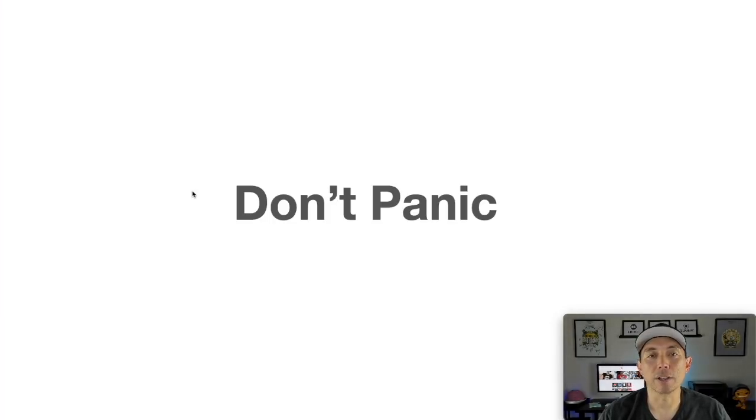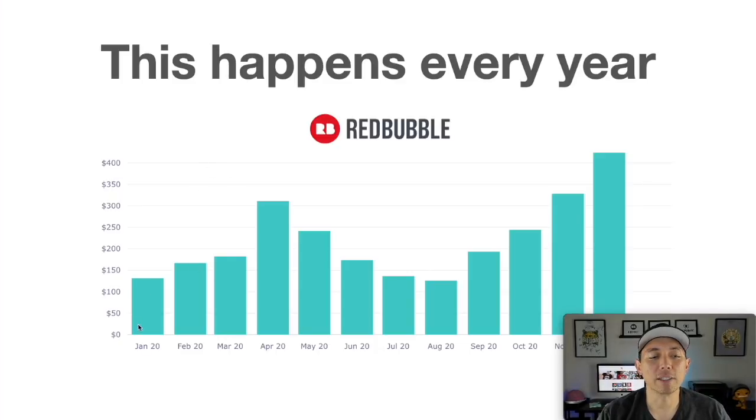You can see right here, take a look at this graph. This is January 2020. This is the year 2020. You can see last year, I also had a dip right here. It usually does this thing where in January, I have less sales, and it goes up and then comes back down and then goes back up. So that just happens every year to everyone.